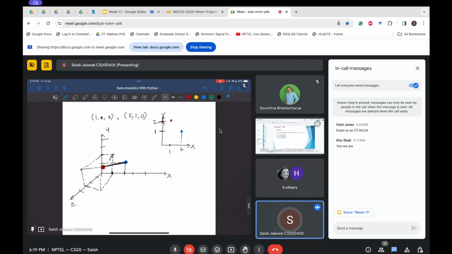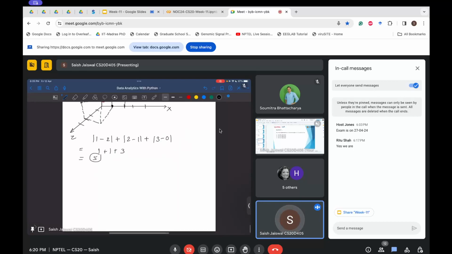So the Manhattan distance will be either you go this way or this way in the 2D space. Now we have one extra dimension over here. So just substituting it in the formula, like as we saw earlier, it will be 1 minus 2 plus 2 minus 1 plus 3 minus 0, which will be 1 plus 1 plus 3, 5. Okay. And what about the Euclidean distance?